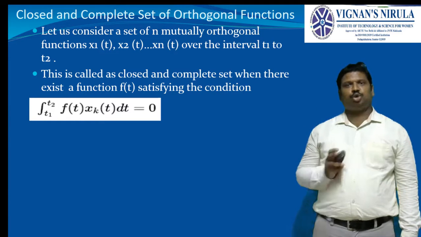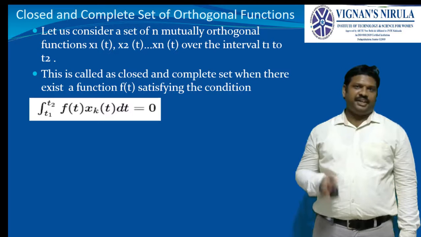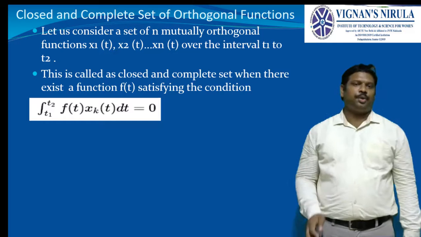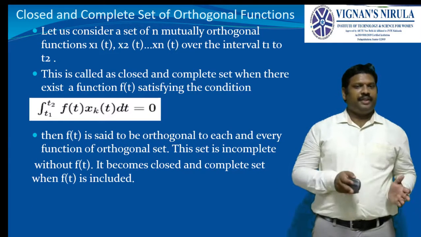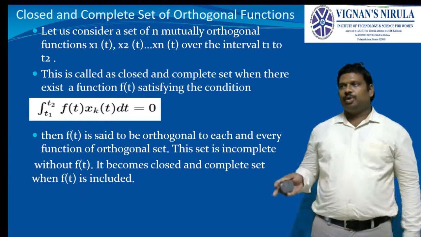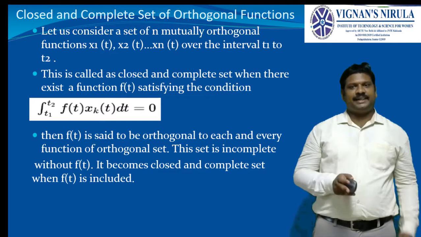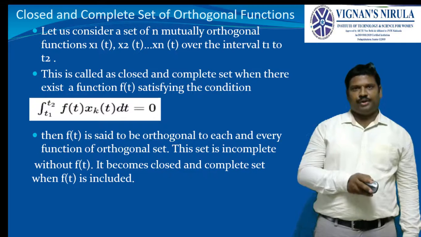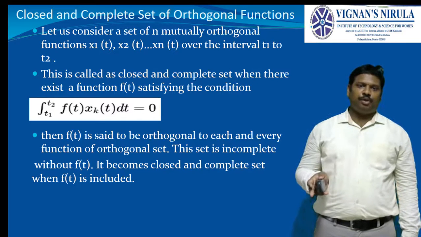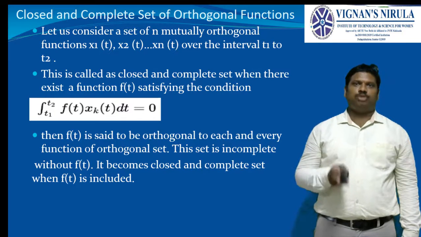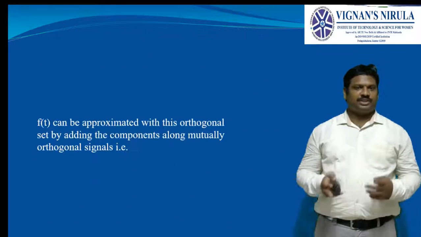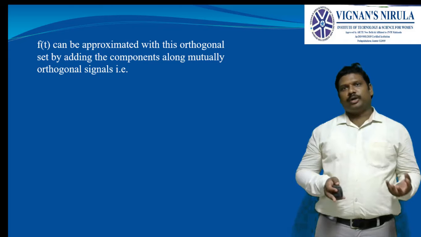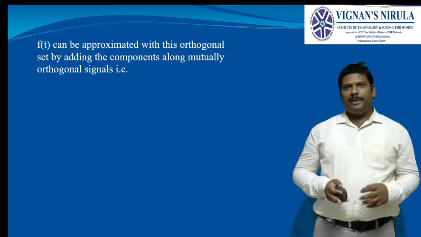Therefore, the integration that it should satisfy is the integral of t1 to t2 f of t xk of t dt is equal to 0. And the f of t is said to be orthogonal to each and every function of the orthogonal set, and this set is incomplete if the f of t is not included. If the f of t is included, then it will become a closed or complete set of orthogonal functions.